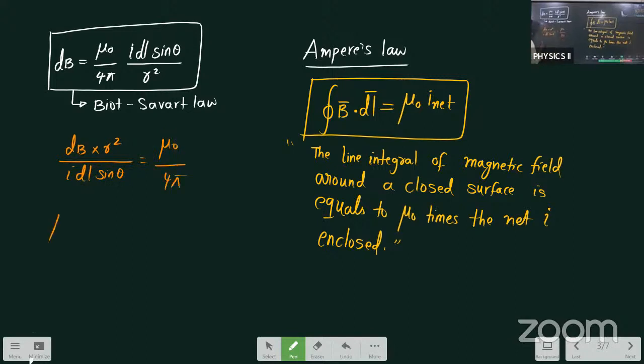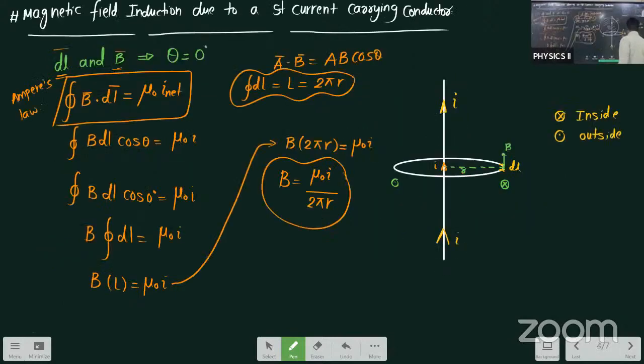So what is the value of mu naught? What was the value of mu naught by 4 pi? It was 10 power minus 7 Henry per meter. Or you can also write mu naught is equal to 4 pi into 10 power minus 7. So remember this value: the value of mu naught is 4 pi into 10 power minus 7.